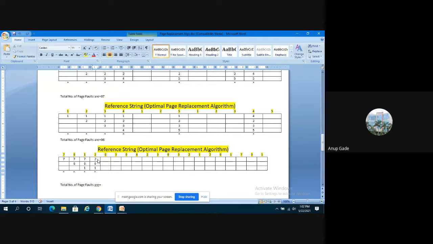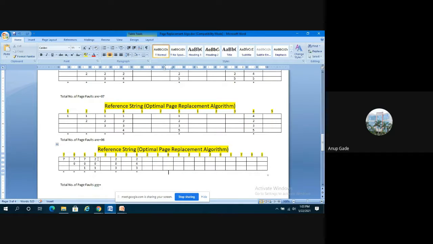Page fault occurred. 0 is already there, so no page fault. Then 0 and 2 will be required, so replace 1 because 1 is not required, whereas 0 and 2 will be required over here. So 2 as it is, 0 as it is, 1 will be replaced by 3. Page fault occurred. 0 already there, no page fault. Then 2 and 3 are required, 0 is not required, so 2 is as it is, 0 will be replaced by 4, and 3 is also as it is. Page fault occurred. 2 is already there, no page fault. 3 is already there, no page fault.